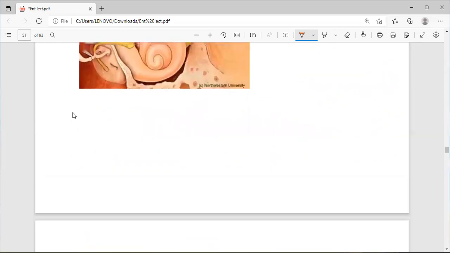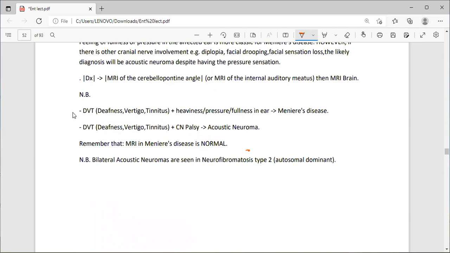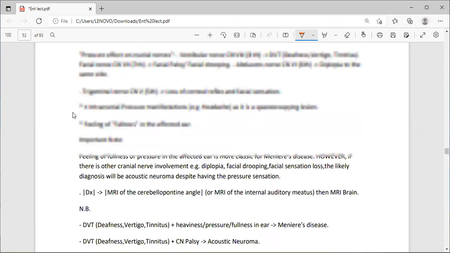And I told you the position of it. One more thing, I told you, if a patient comes to you, this is the cerebellum and this is the pons. If he has acoustic neuroma present on both sides of the cerebellopontine angle and it is enlarging, you must be dealing with neurofibromatosis type 2, which is an autosomal dominant condition. Now let's read it out.